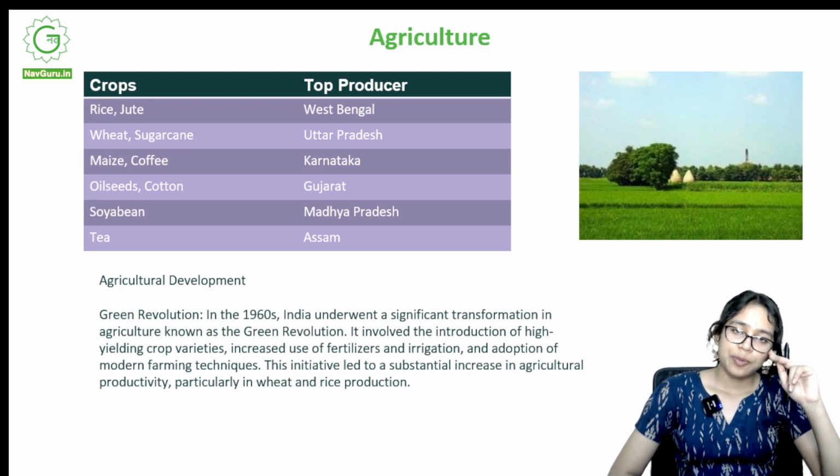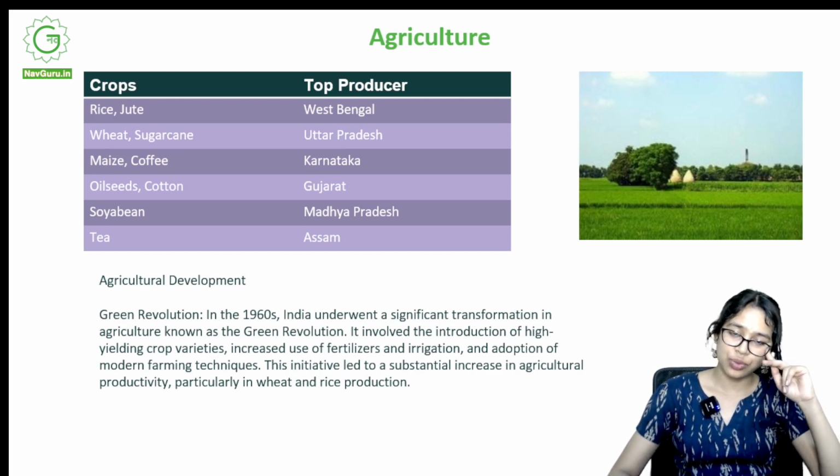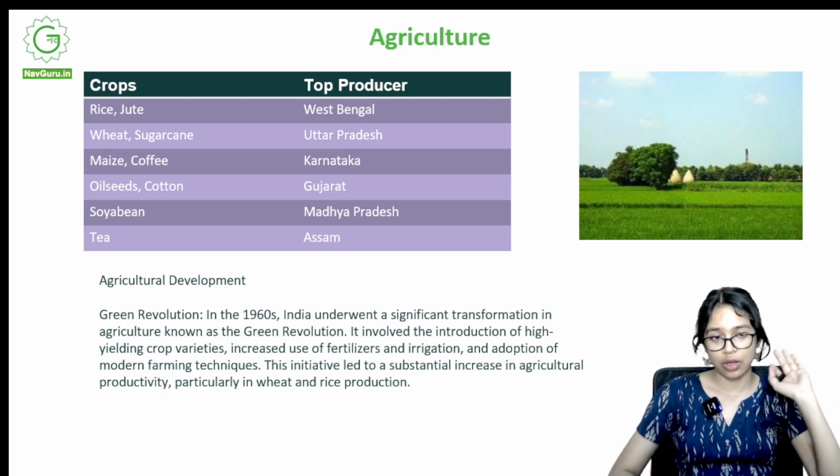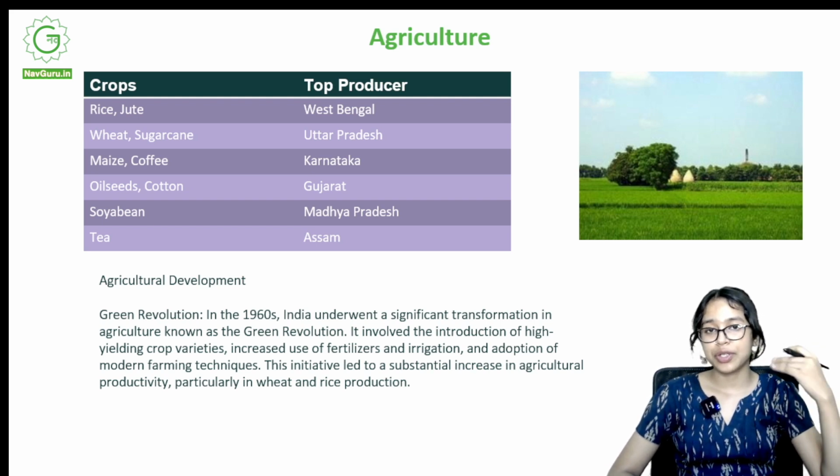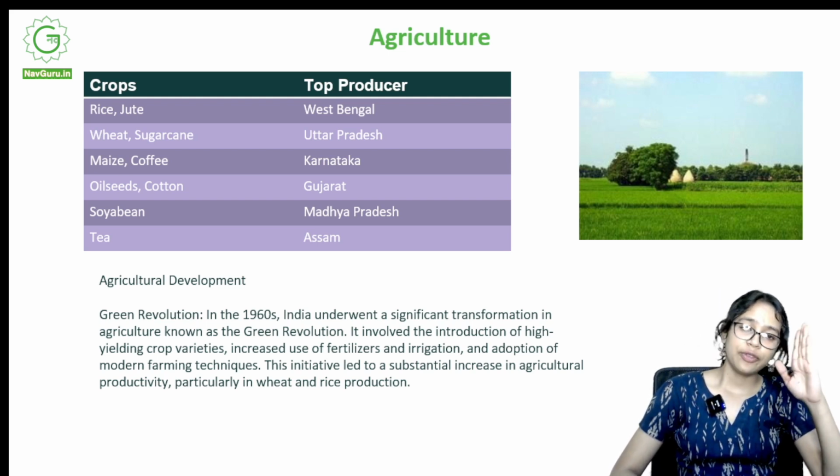Agriculture. Crops are rice, jute. The top producer is West Bengal. Wheat, sugarcane, top producer Uttar Pradesh. Maize, coffee, top producer Karnataka. Oilseeds, cotton, top producer Gujarat. Soybean, Madhya Pradesh. Tea, Assam. These are only a few names. Please keep this in mind because this could really be asked.